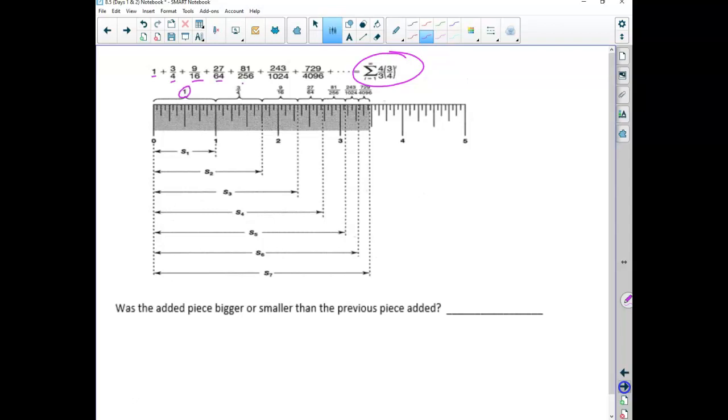So there's 1, there's 3/4. So these are my terms. My first term, 1. My second term, 3/4. The next term is 9/16. Well, what's going on? Was the added piece bigger or smaller than the previous piece? Smaller, right? I can see that. I can see it up here as I'm adding further down the line. Those pieces are getting smaller.